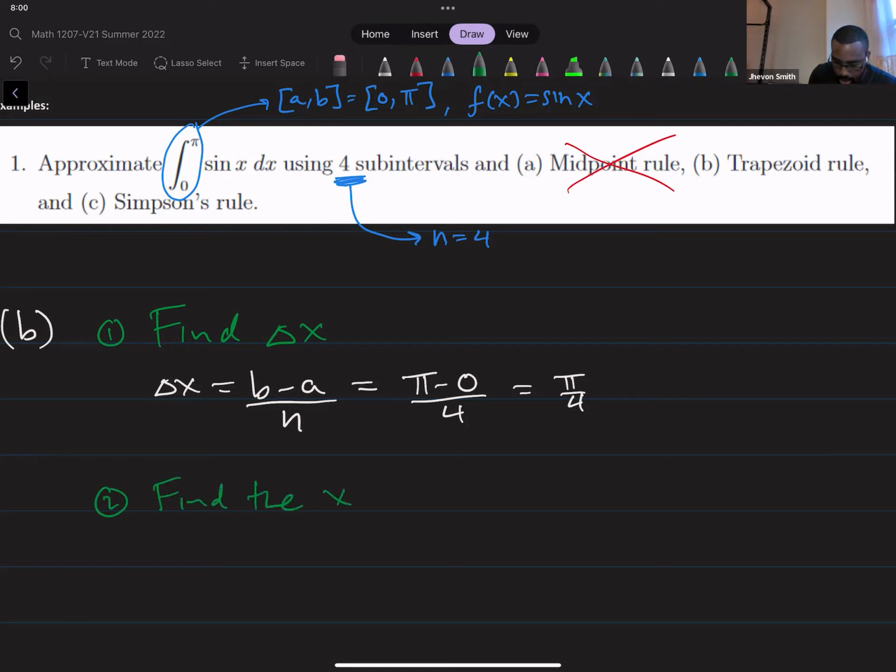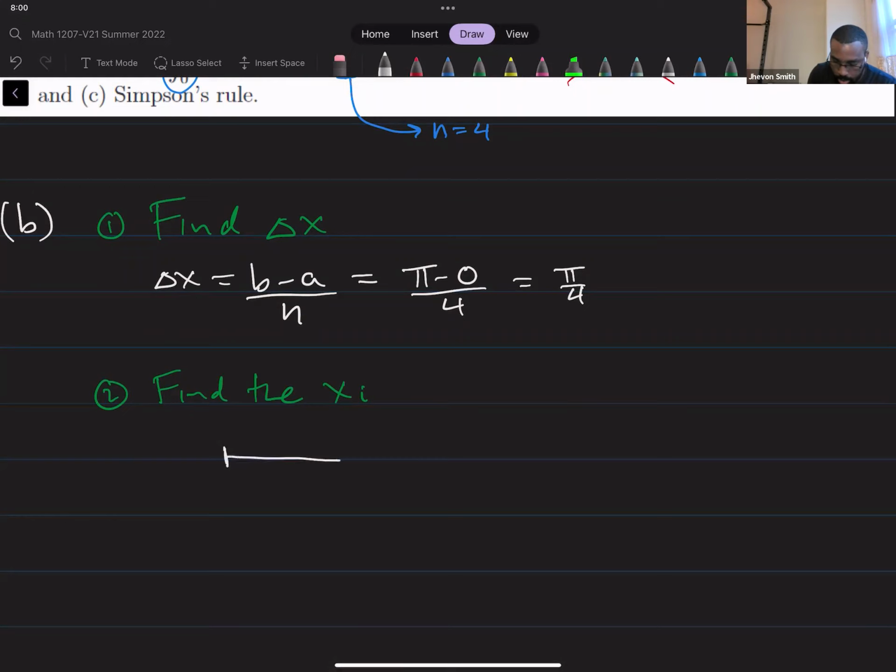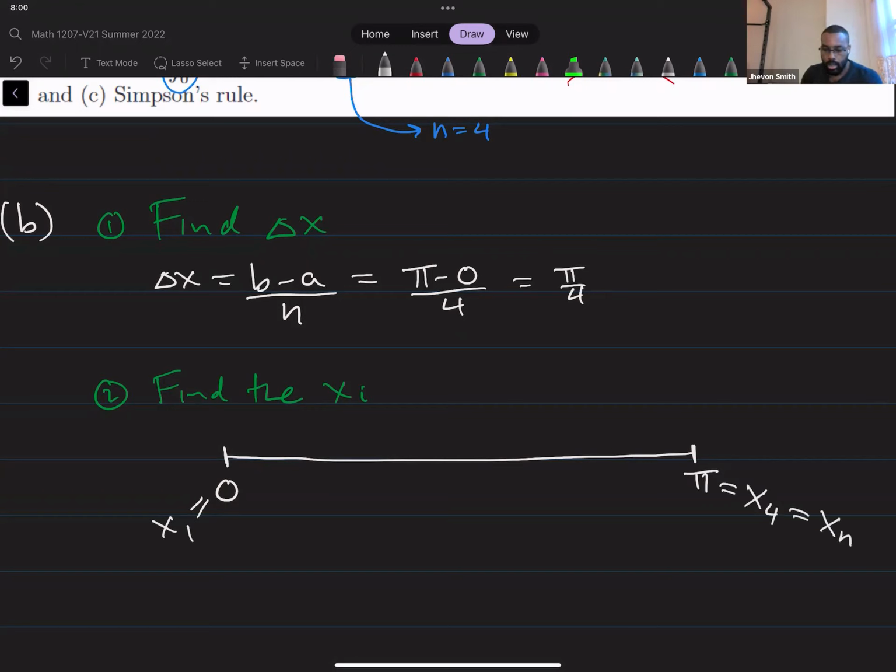Now I sort of like to draw a picture here. So this is 0 and this is pi. And of course, this is going to be your x1. And this is going to be your x4, which is like your xn. And so 4 subintervals means you split this in 2 and then split each of those in 2. So here you're going to have your x1, here you're going to have your x2, here you're going to have your x3. Now, what are those?